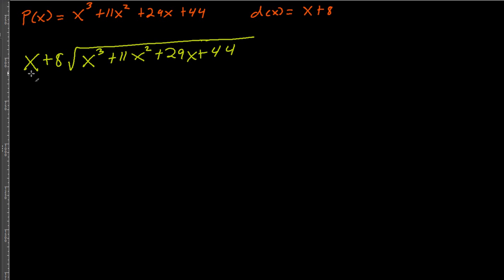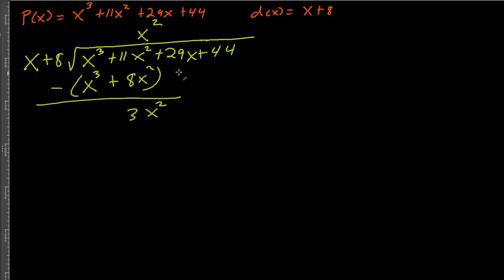I'm going to make sure that my 9s don't look like 4s and my 4s don't look like 9s. But what would I multiply x by to get x cubed? Well, I think x squared would do it. So x cubed plus 8x squared, I'll subtract, that's 0. 11 minus 8, well, that would be 3x squared. I'll bring down this 29x. Okay, what do I multiply x by to get 3x squared? Looks like 3x would do, so 3x squared. 3 times 8 is 24.